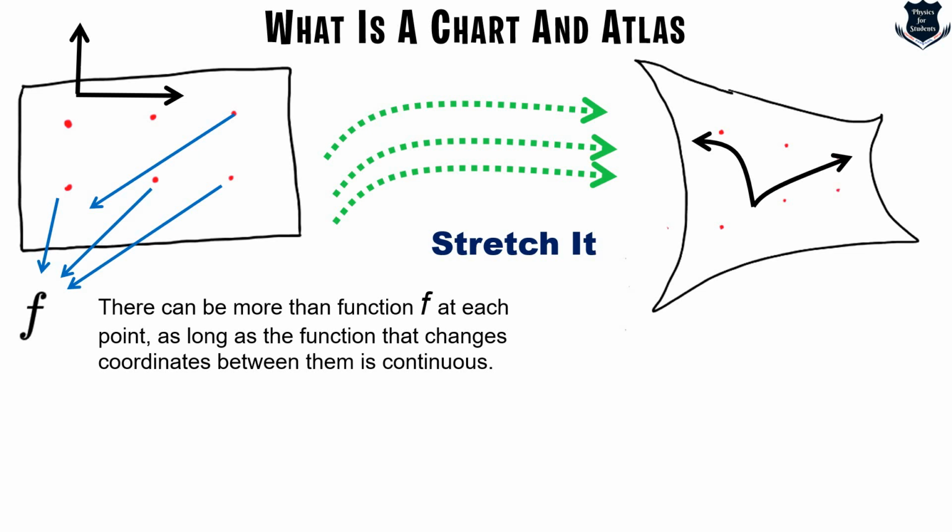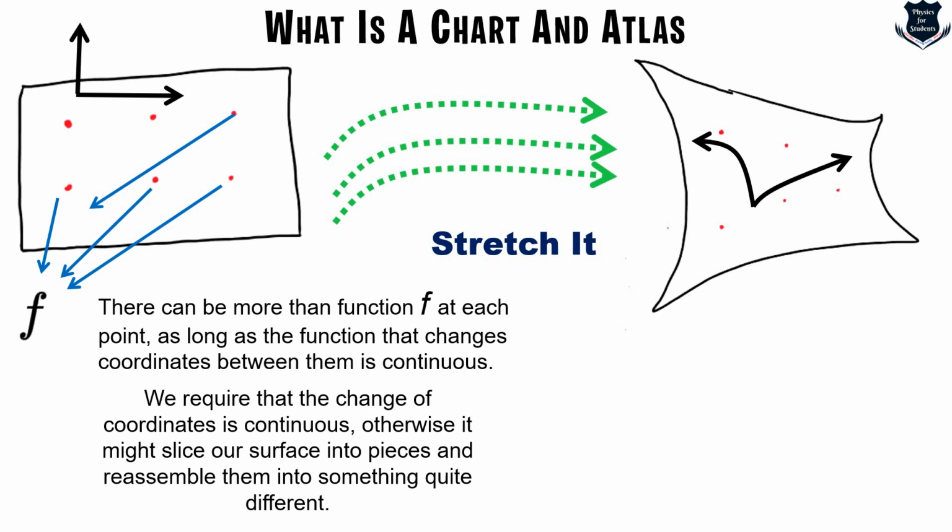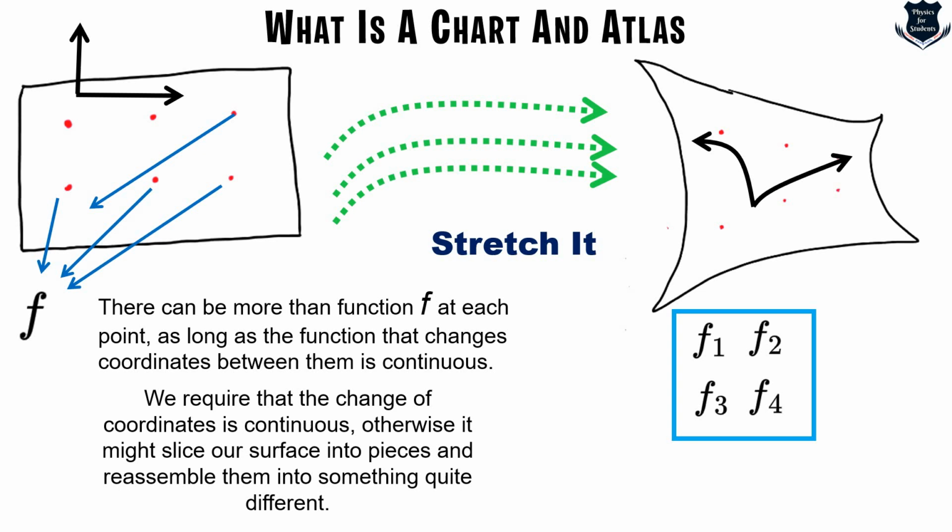Don't worry, I will explain later what is smooth and continuous, because smooth and continuous also defines a concept called homeomorphism, which I am not covering in this video. But what I am trying to tell is that we require that the change of coordinates is continuous, because otherwise it might slice our surface into pieces, and that is very difficult to measure. Now continuous again means continuous derivatives, all those concepts I am not covering, but continuous means there is no jump in between. Now you see I get further functions, maybe f1, f2, f3 and f4.